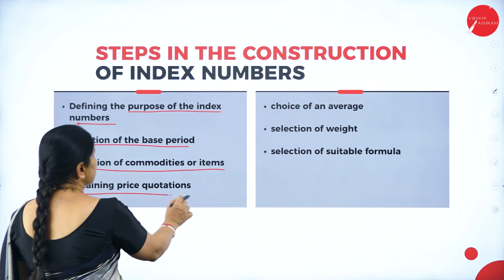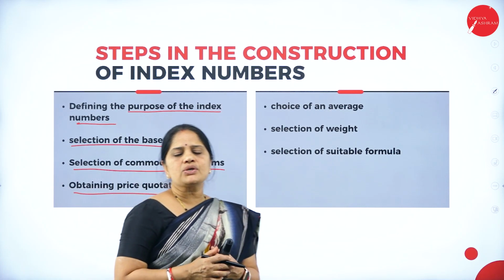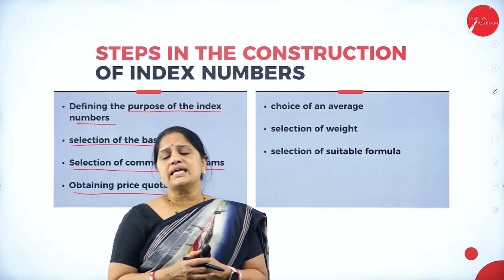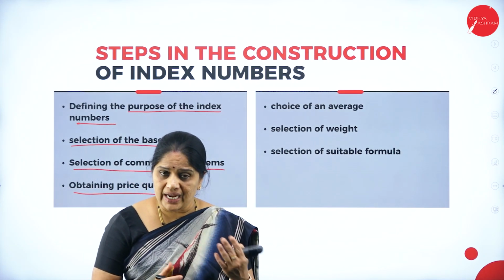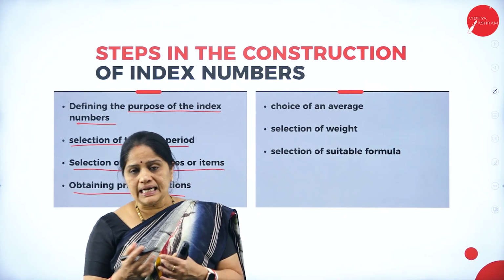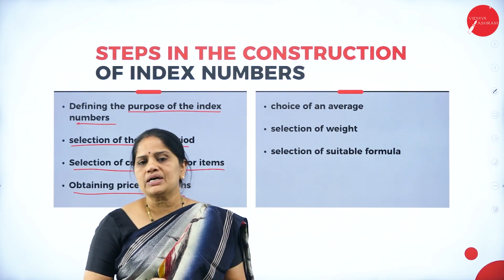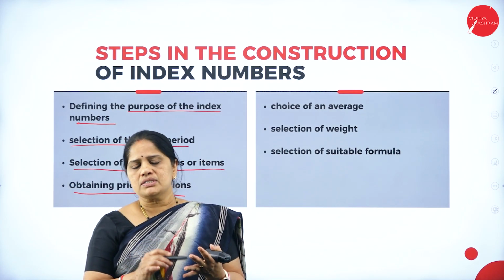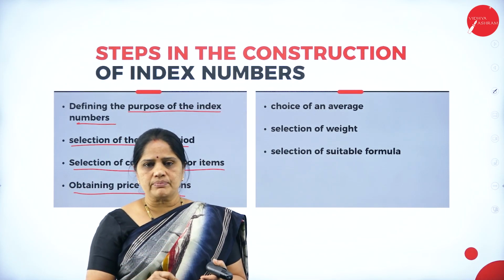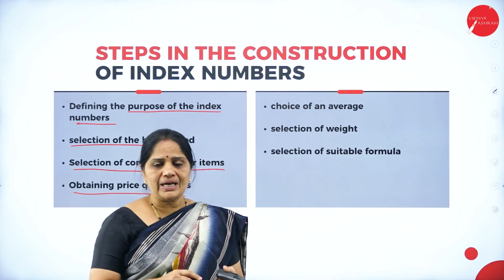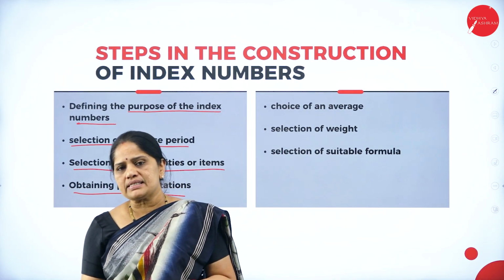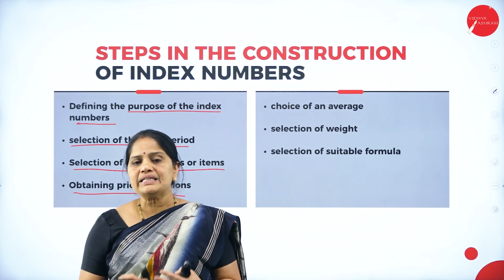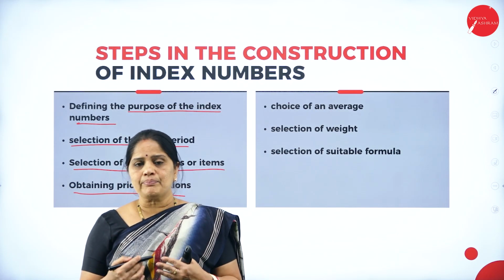Then the next one is obtaining the price quotations. You have to get all the price quotations of the base year as well as the current year. So if it is 2010, then what was the price of rice in 2010? What is the price of wheat in 2010? What is the price of cloth or fuel in 2010, and what is the price now? So we have to obtain the list of prices for both years.